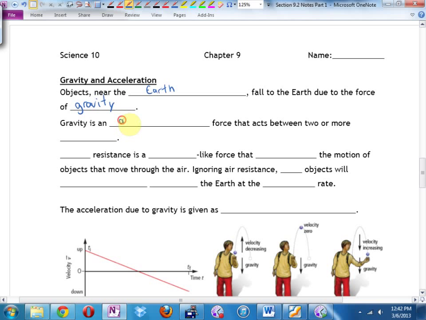Gravity is an attractive force that acts between two or more masses. In fact, believe it or not, all of you right now are pulling on each other with the force of gravity. It's just gravity is so small, you need something the size of the Earth before you really feel it. But technically, all of you are attracted to each other.